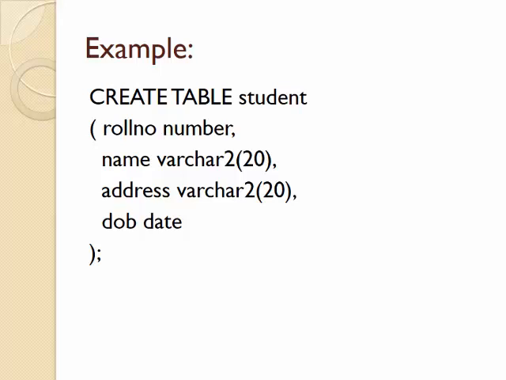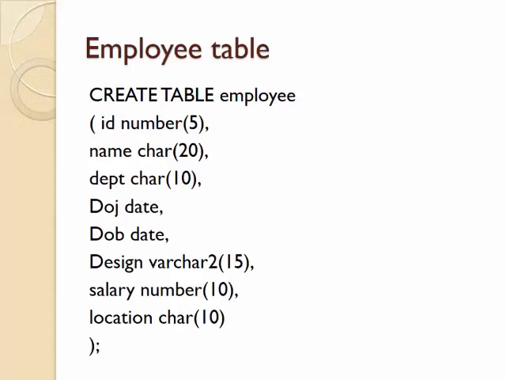Now we can write the create table statement. Create table, table name, roll number, number, comma. Each column must be separated by comma. Name varchar2 20, comma, address varchar2 20, and the last column definition must not end with the comma, and after parenthesis you have to specify semicolon. Create table statement is completed over here, and so you have to terminate by writing semicolon.